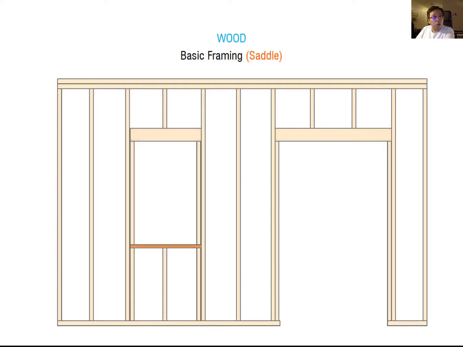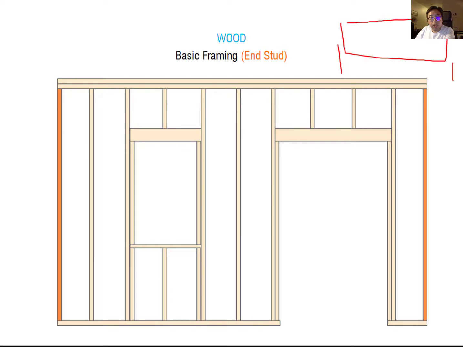The bottom of the opening is called the saddle. Okay, then to support this opening from the top and bottom, for the door it is only from the top, it is called the cripple stud. This cripple stud supports the opening space top and bottom. And then at the end of your wall, from here to here, the end of the wall for the framing is called the end stud. Okay, so just understand the concept.